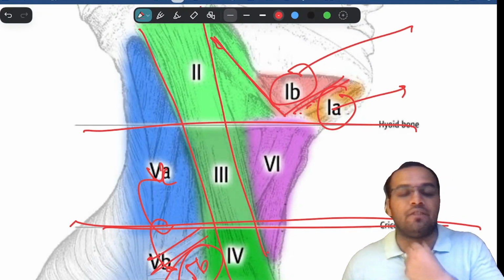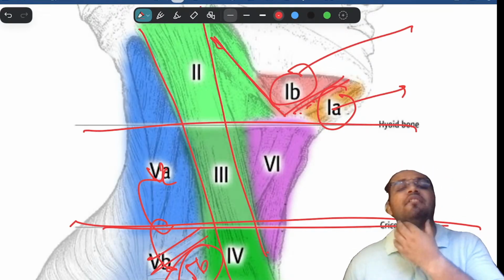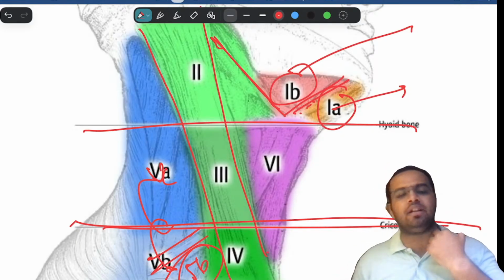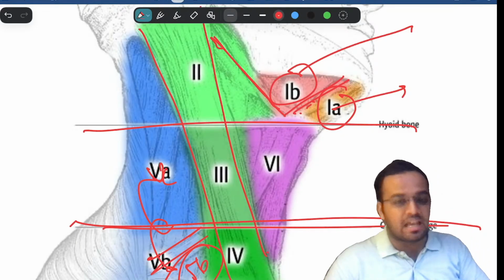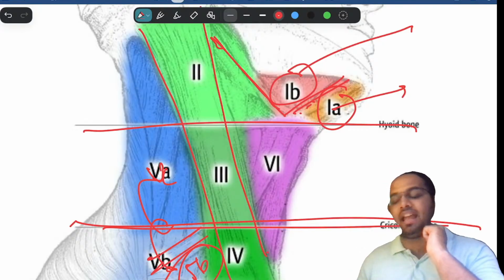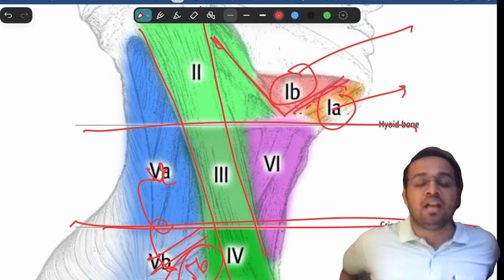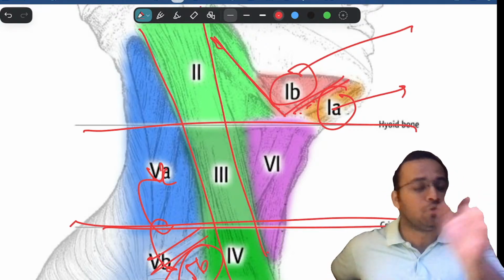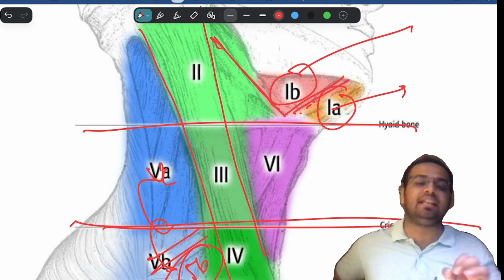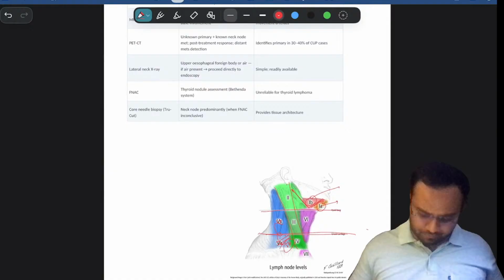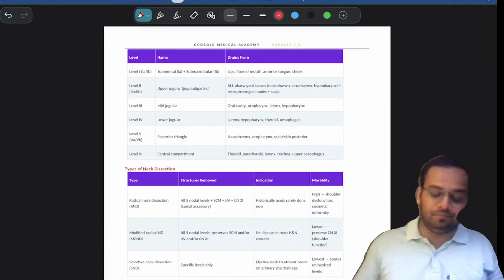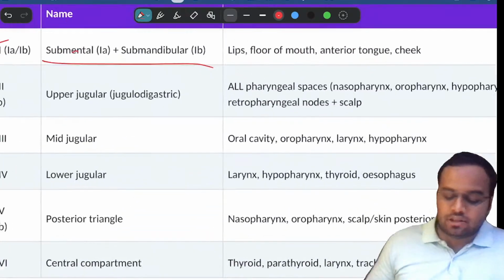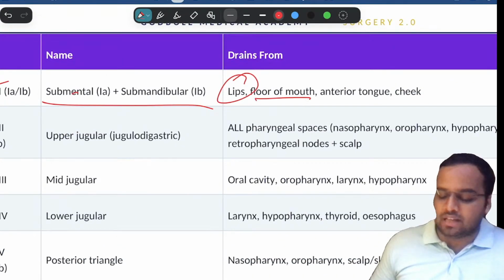Whenever you are operating for oropharynx, you need not touch level 1A and 1B, because the oropharynx drains predominantly to the level 2, 3 and 4 groups of lymph nodes. So you can just go for a selective neck dissection of the 2, 3 and 4 region. Why is it important to know the lymph nodes? Removing everything straight away is not needed, which is why lymph nodes are very valuable. So again, 1A, submental plus submandibular. What does it drain? It drains the lips, floor of mouth, anterior tongue and cheek.